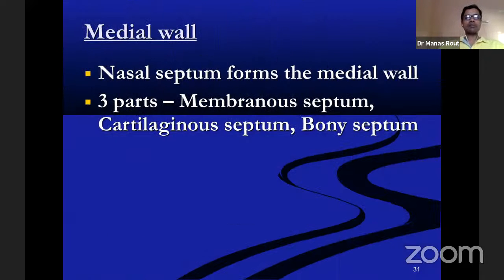Now coming to the medial wall. The medial wall is mainly formed by the nasal septum. It has three parts: the membranous septum, the cartilaginous septum, and the bony septum. It will be taught extensively in the case of septum disease. Nasal septum and its disease will go a little deeper, but here you have to understand, if you go more anteriorly, you'll see a very thin area called the membranous septum. Behind that is the cartilaginous septum. Behind that is the bony septum.